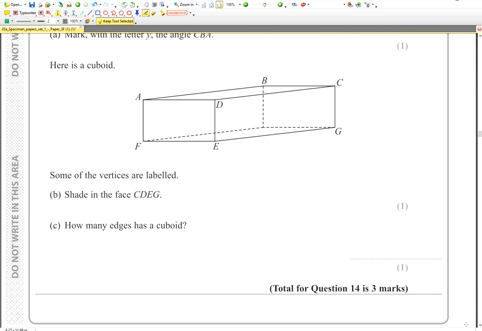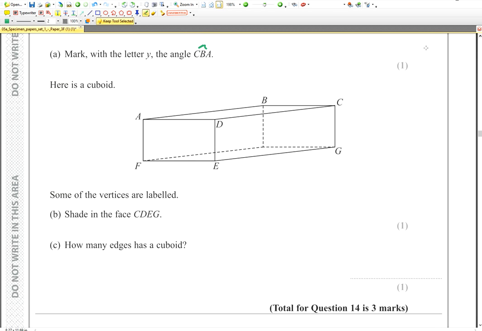Okay, mark with the letter Y the angle CBA. I've done that. Here's a cuboid. Some of the vertices are labeled. Shade in the face C, D, E, G. Okay, I got this right. C, D, E, G. Is that the front one?